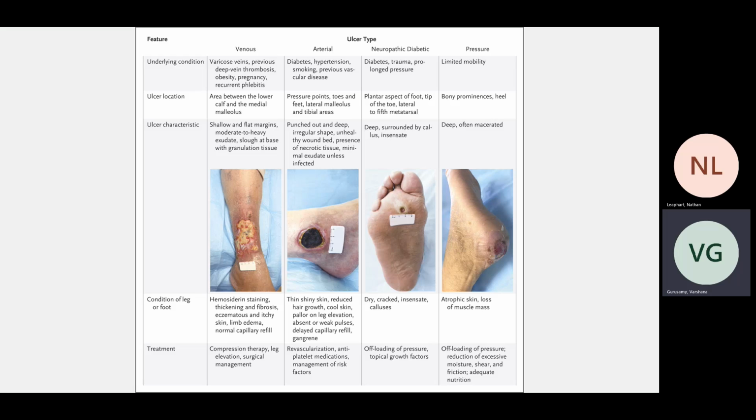Then there's pressure ulcers, or I'm sorry, neuropathic ulcers and pressure ulcers, and you get the impression of how the patient's been in bed or laying. But the big difference is to recognize between these two. So that can get confusing for clinicians.